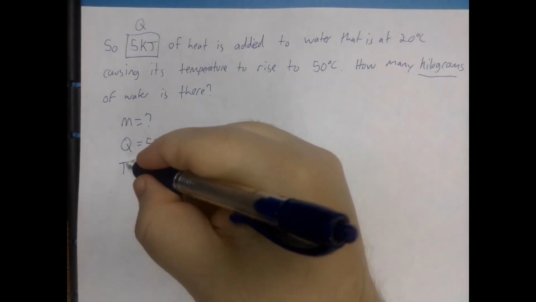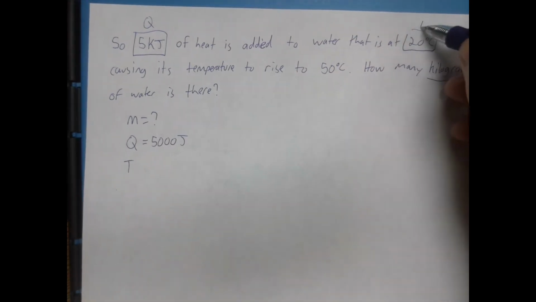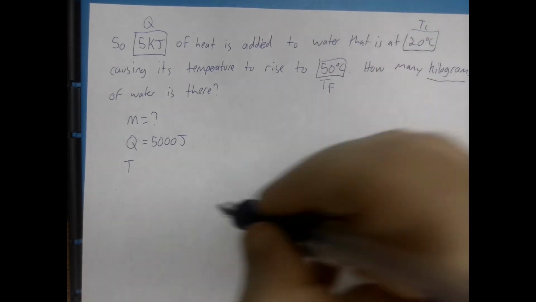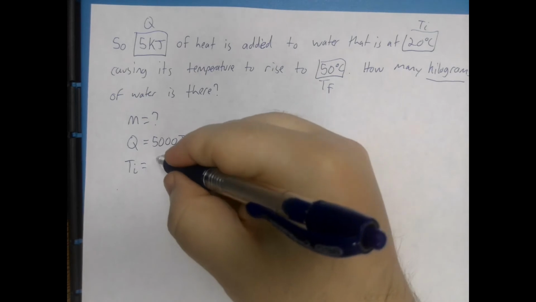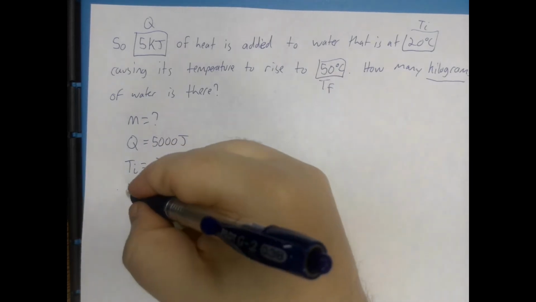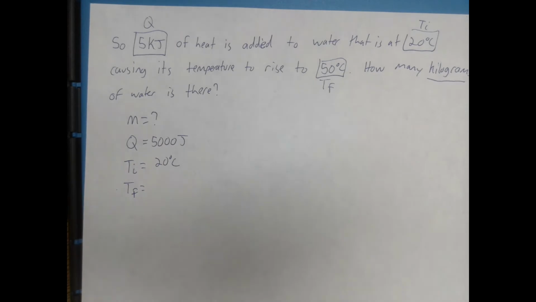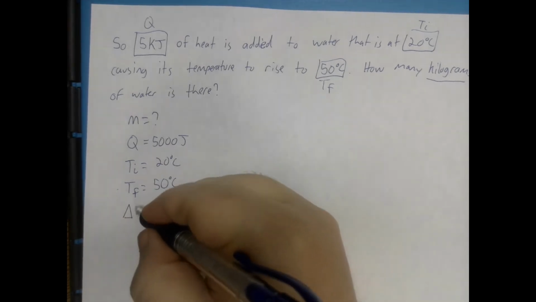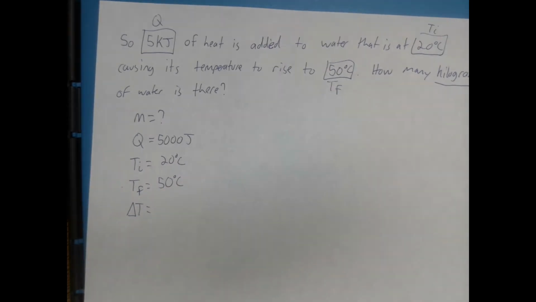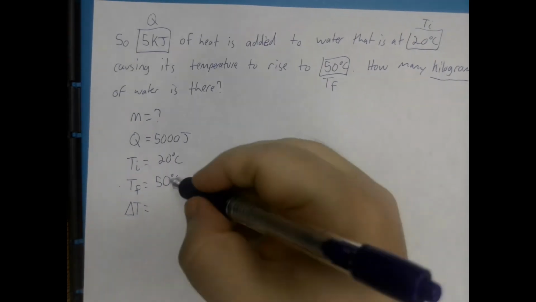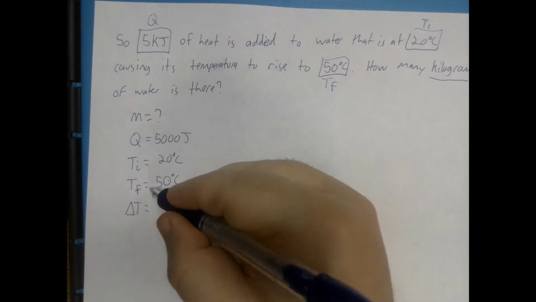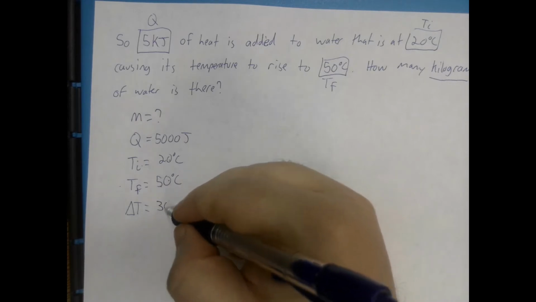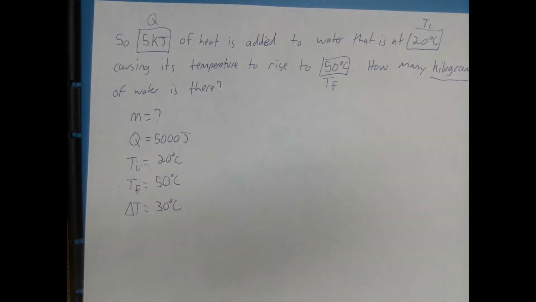For initial temperature, 20, and our final temperature, 50. For this equation, you can just leave everything in Celsius. So what is our change in temperature? So it would be this minus this. Final minus initial, so 50 minus 20, 30 degrees Celsius.